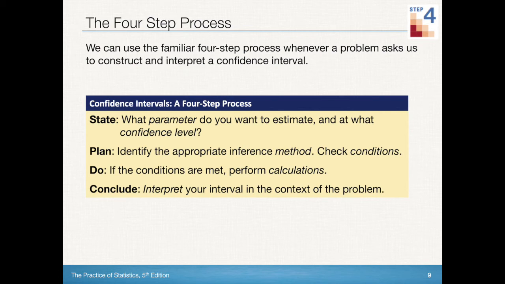And so if we're going to use a one-sample Z confidence interval, then we had better satisfy the conditions: random, 10%, and the large counts condition. Once you've done that, the do part is great because now you get to do the calculations. You build your equation, substitute in your values, get your interval, and actually calculate the lower bound and upper bound. Within the conclude, you use the script and interpret that interval in the context of the problem.